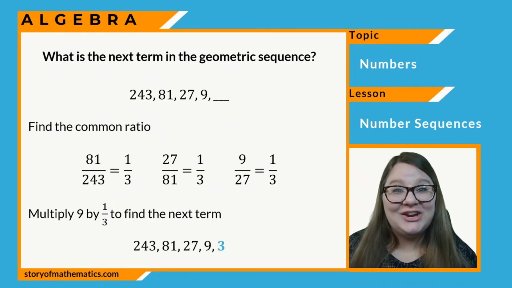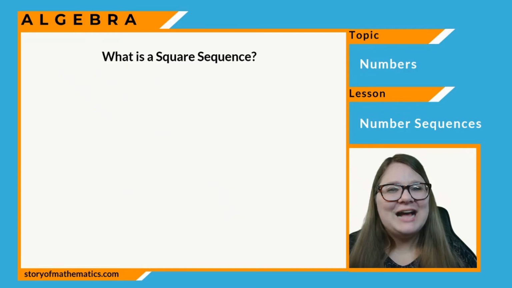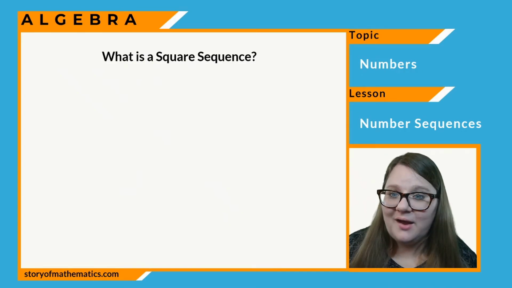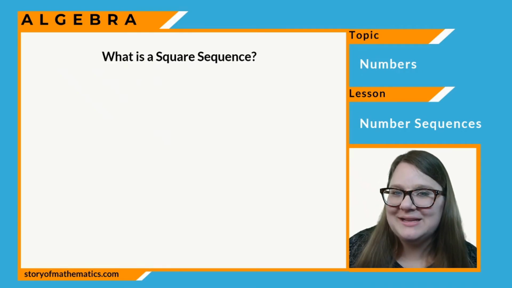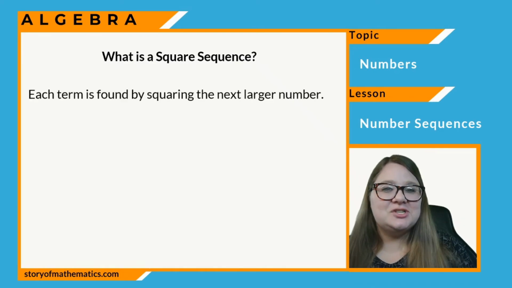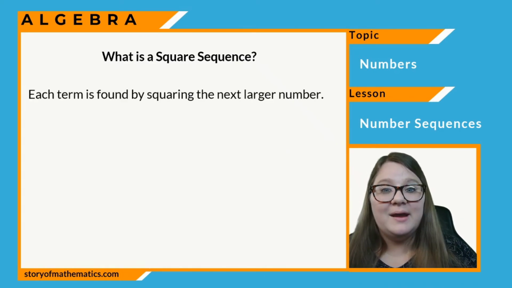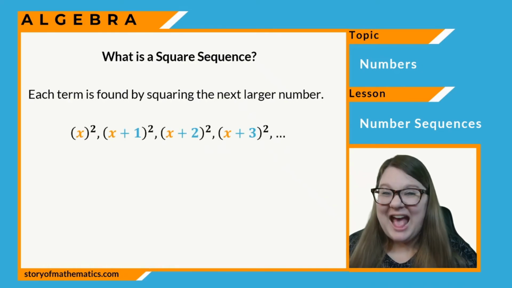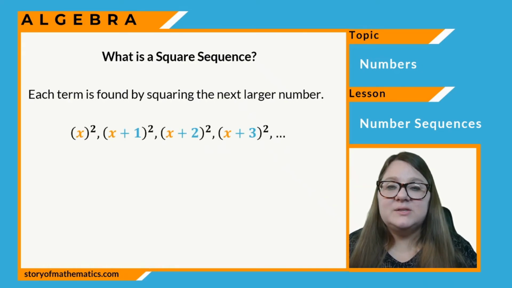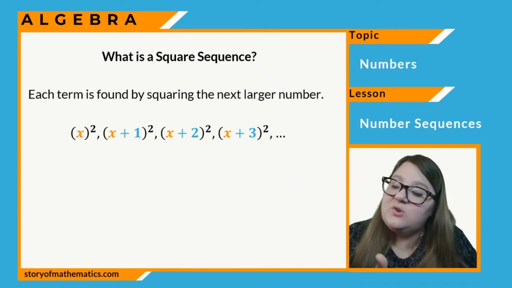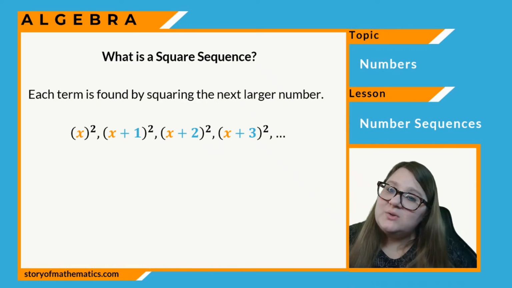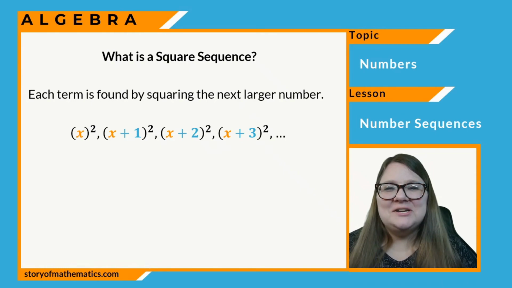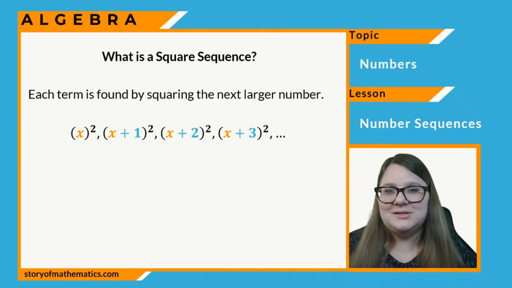Now, the last kind of sequence we're going to talk about in this video is the square sequence. This means that each term is found by squaring the next larger number. So if I start with x squared, then I'm going to square x plus 1 next. Then I'm going to square x plus 2. Then I'm going to square x plus 3. So I'm going to just keep getting larger and larger.